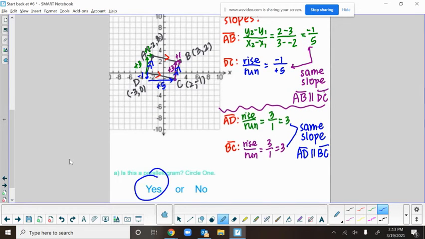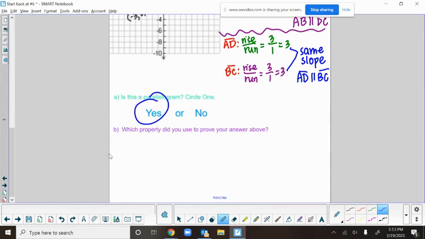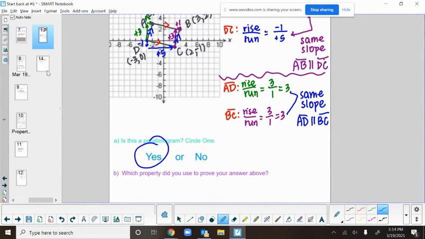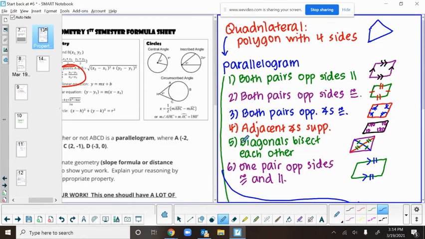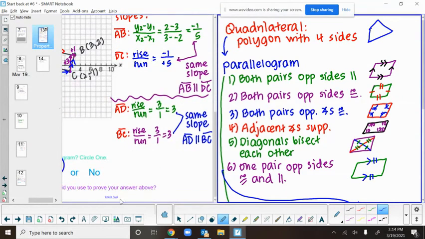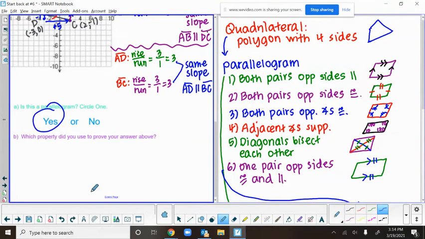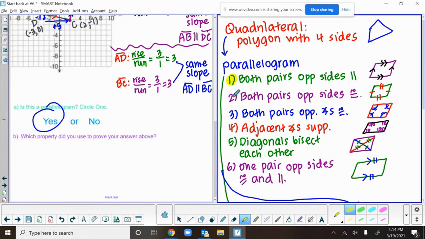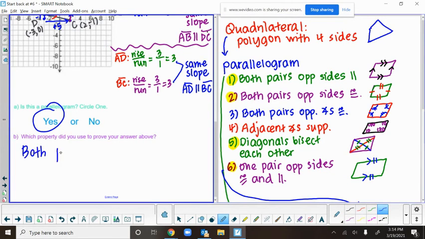That's actually the definition of a parallelogram, but this last statement that says, which property did you use to prove your answer above? You're going to have to pick one of those 6 properties of a parallelogram. So let me remind you what those 6 properties are. There they are. Both pairs of opposite sides parallel, both pairs of opposite sides congruent. All of these are properties of a parallelogram. The only ones you can really show on a coordinate plane for these types of problems are the first and the second, possibly this 5th one, and possibly the 6th one, but usually I go with the first one. So I'm going to say both pairs of opposite sides are parallel.